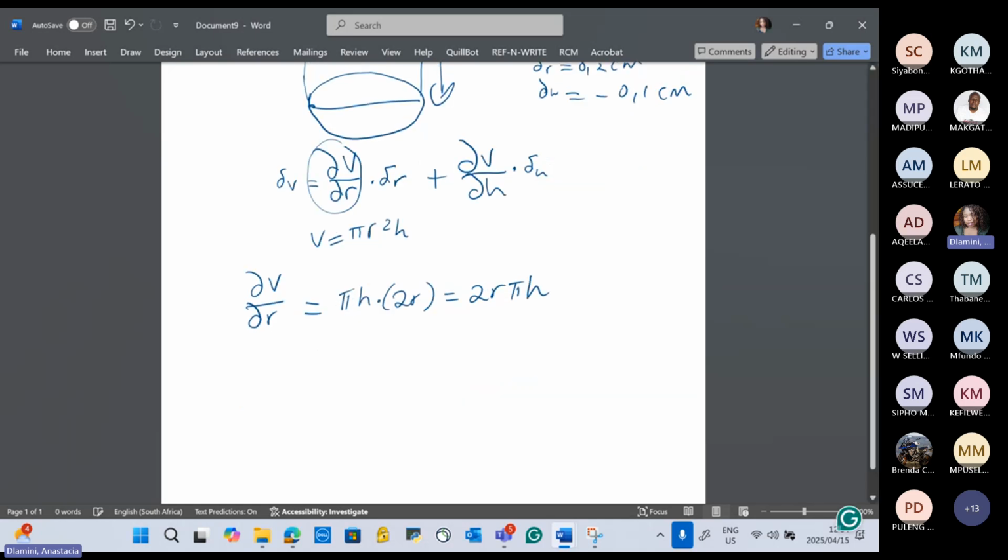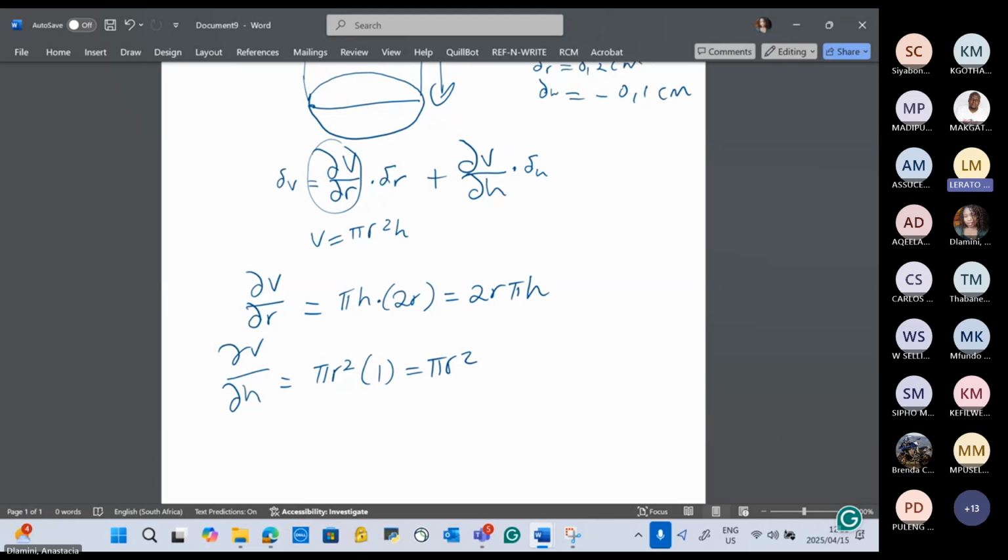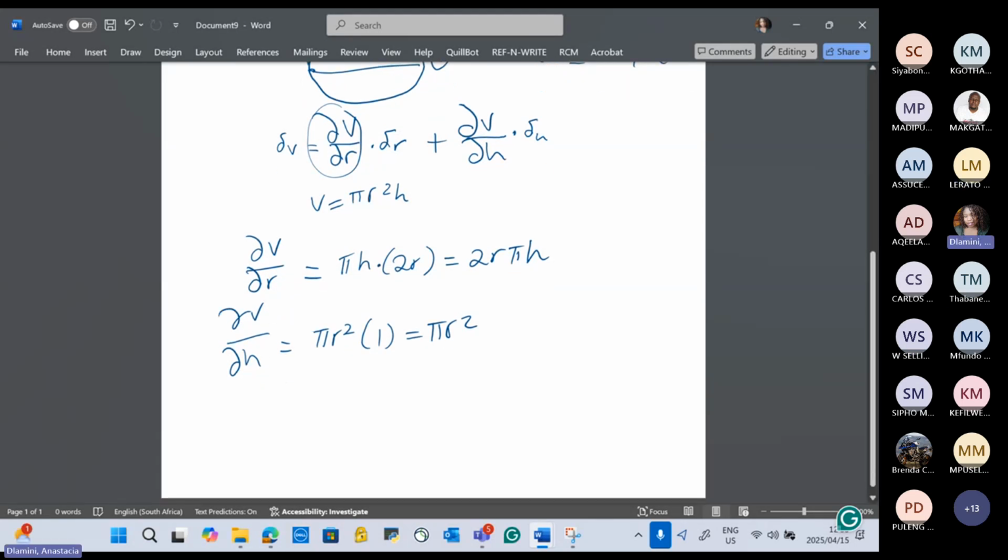Okay. And then the partial derivative of V over partial H. Which one are we keeping? Everything but H. Then differentiate H to get 1. Are we all in the same boat? This is very easy. Yes, ma'am. Same boat. Thank you. Not the Titanic. I can't swim.